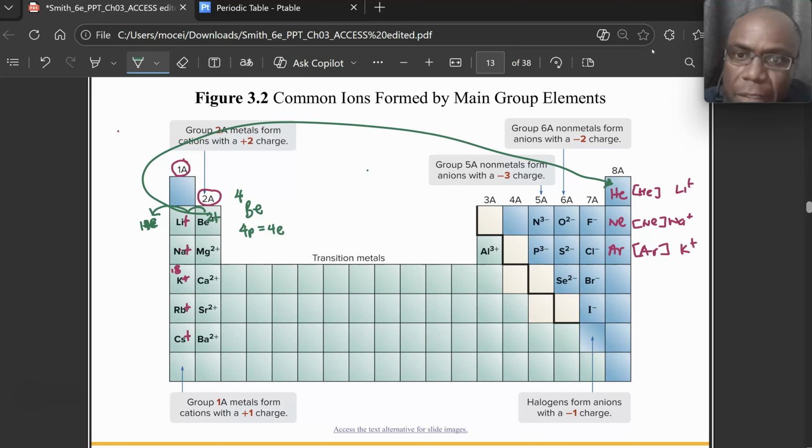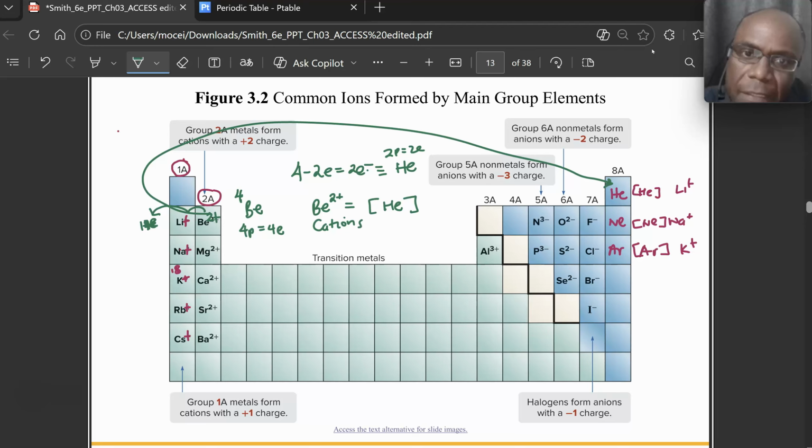So he loses 2 electrons to give you Be2 plus. If he had 4 initially and lost 2 electrons, he's left with 2 electrons. That is the same as that of helium, which has atomic number 2, 2 protons, 2 electrons. Noble gas electronic configuration of beryllium 2 plus cation. Cations are positively charged ions, will be brackets of helium.